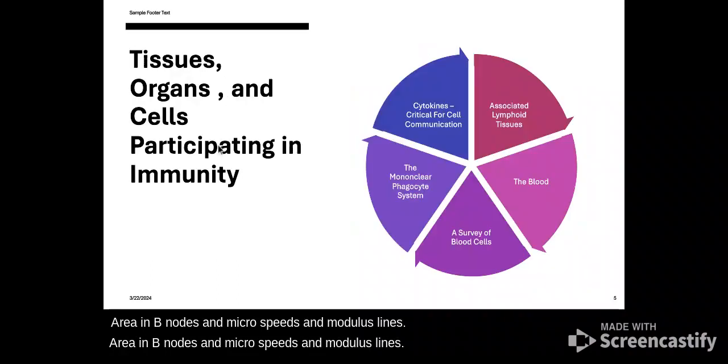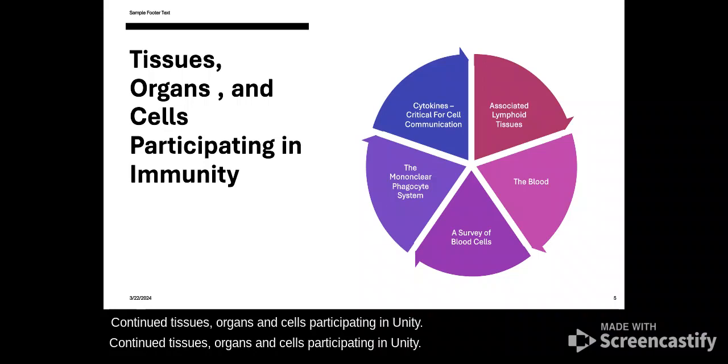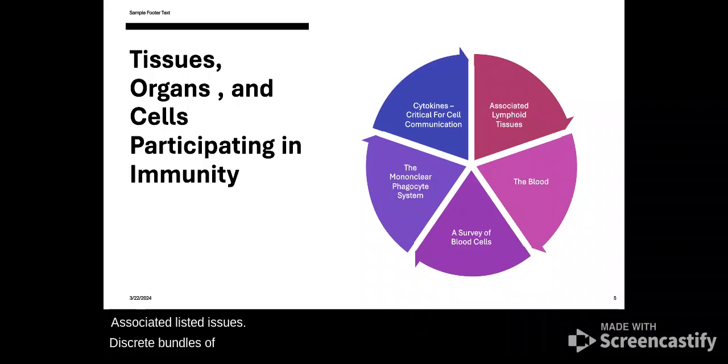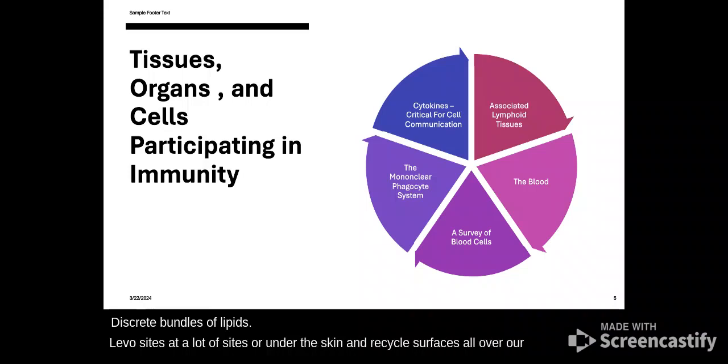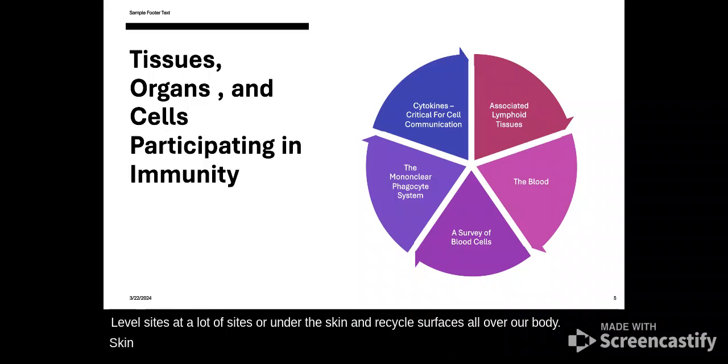Continued. Tissues, organs, and cells participating in immunity. Associated lymphoid tissues, discrete bundles of lymphocytes at a lot of sites in or under the skin and mucosal surfaces all over our body. Skin-associated lymphoid tissue is called SALT, and the mucosa-associated lymphoid tissue.